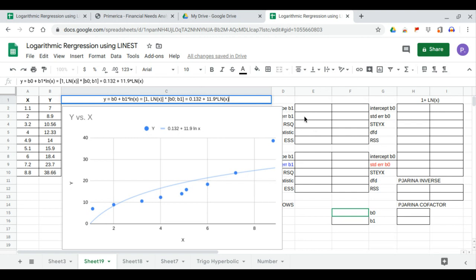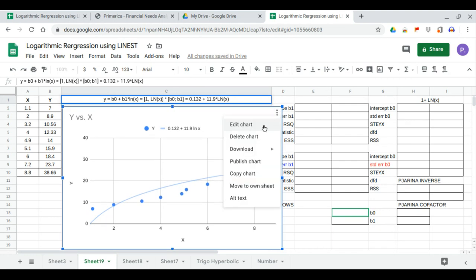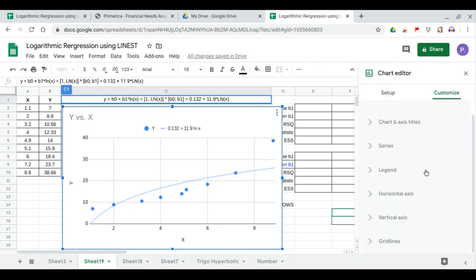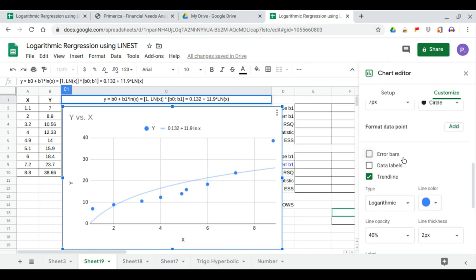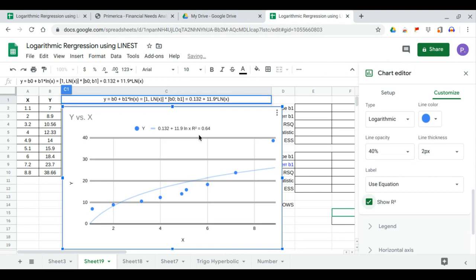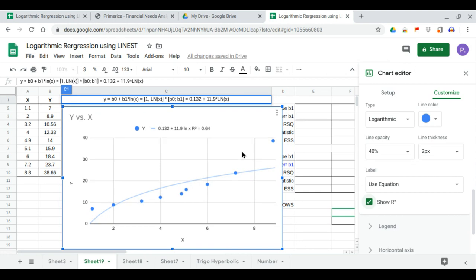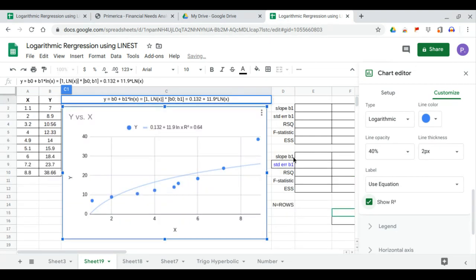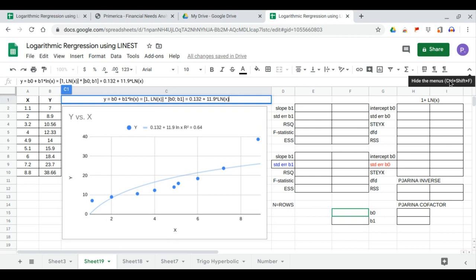using the LINEST function and the matrix function. We will also show the r squared value. From the chart, we have the r squared value. Our r squared value is 0.64. We will use LINEST to verify these values and the matrix operation.